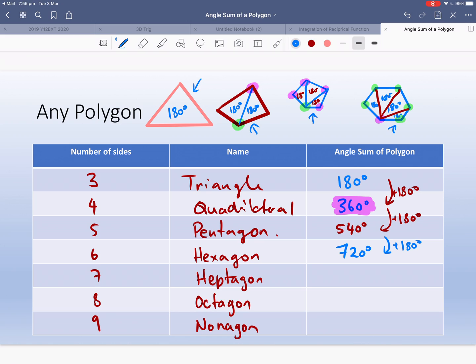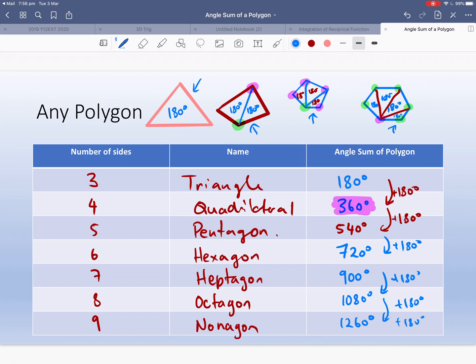But can we find a rule that fits every single one of them? See if you can. Have a think about it. So obviously the next one's going to be 900. 180 plus that is going to be 1,080. And then we've got 180 plus that, which is 1,260. And then so on. So we can find it for any number. We just keep adding on 180 degrees.